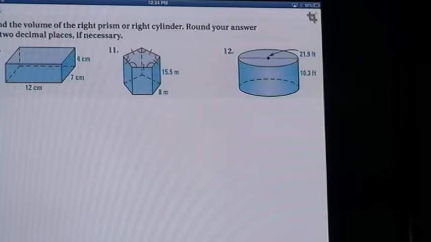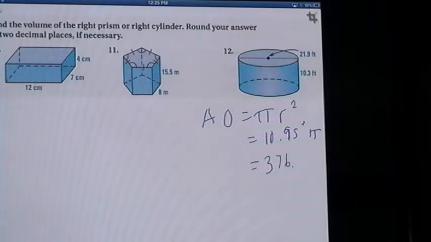Alright, so we want to find the radius because we need the area of the circle to do pi r squared. Excuse me, we need the radius of the circle. So when we divide 21.9, we get 10.95. I'm going to square that and multiply times pi. So, whoops. Squared is 119.9025 times pi. And that gives us 376.68.